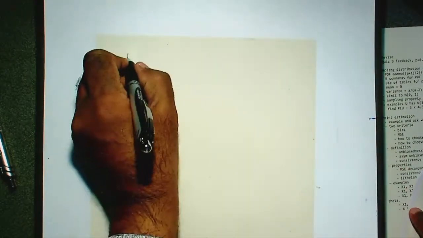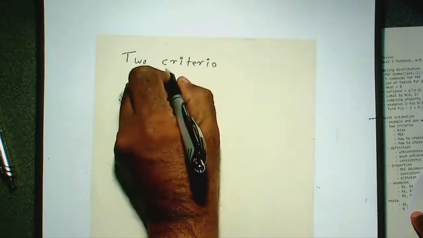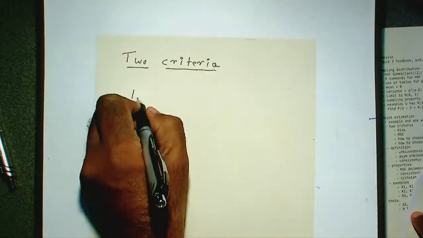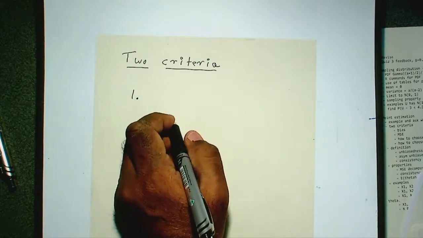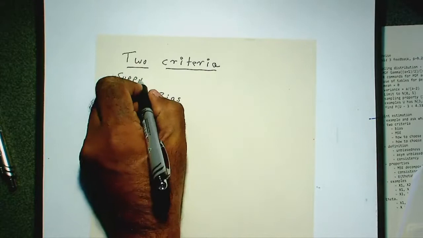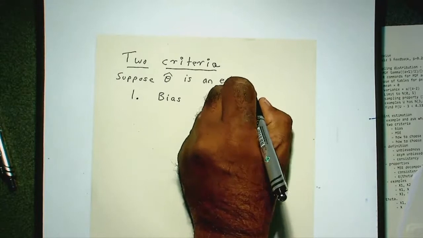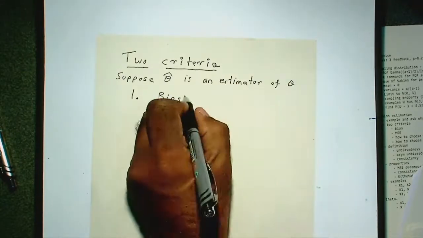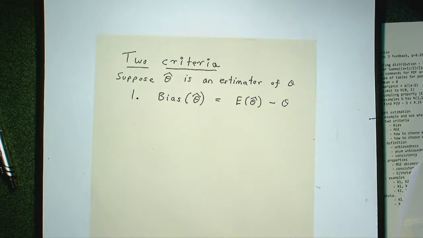Now, to answer this question, I'm going to introduce two criteria to determine which is the best estimator. Number one is known as the bias. Okay, before I do that, suppose theta hat is an estimator of theta. Then the bias of theta hat is defined as this, right?